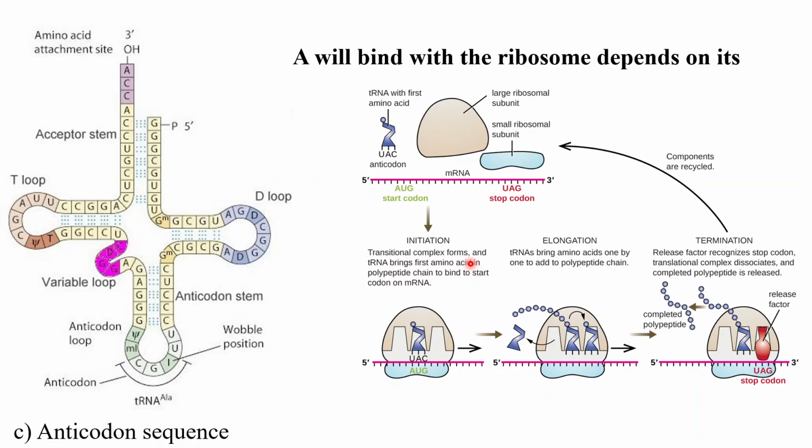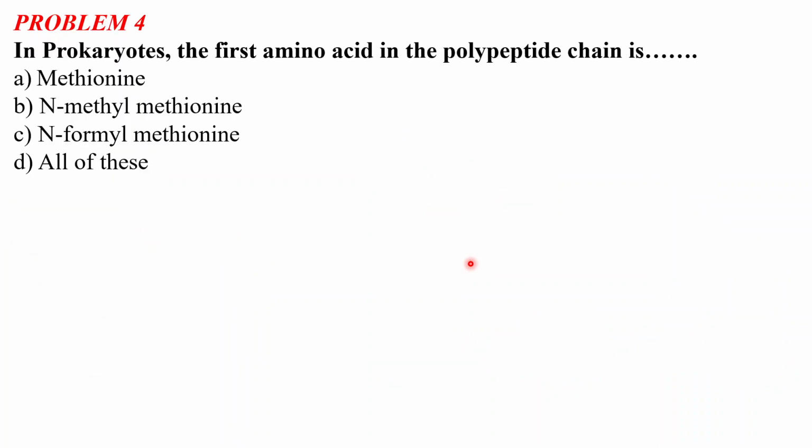The correct answer was the anticodon sequence. Now I will go to the next problem. Problem number 4 says: in prokaryotes the first amino acid in the polypeptide chain is, your options are: A, methionine; B, N-methyl methionine; C, N-formyl methionine; and D, all of these.